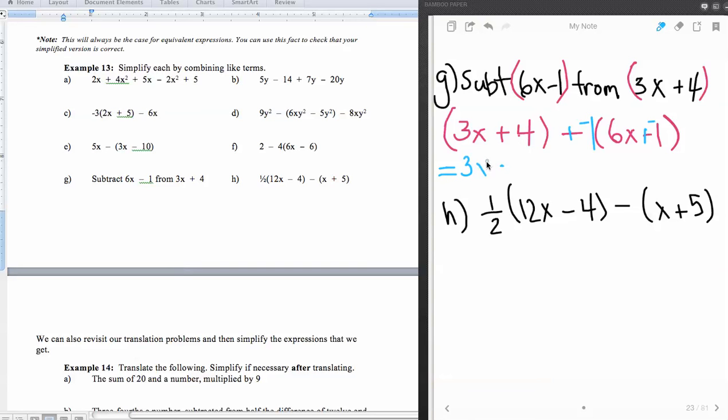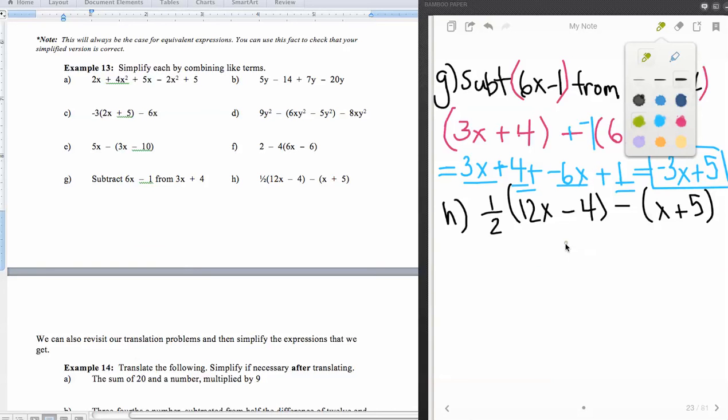So this says 3x plus 4, and then plus negative 1 times 6, which is negative 6x's, plus a negative times a negative, which is a positive 1. And then we're combining our x's and we're combining our constants to get a simplified version. And so we have negative 6 and positive 3, which gives me a negative 3, and those are x's. And then we have 4 plus 1, which is 5. Don't forget the plus in there. And so there's our simplified version. But remember, the one in the red was the original one.